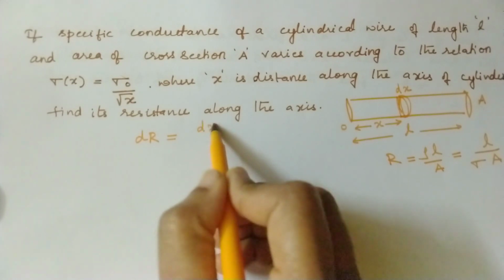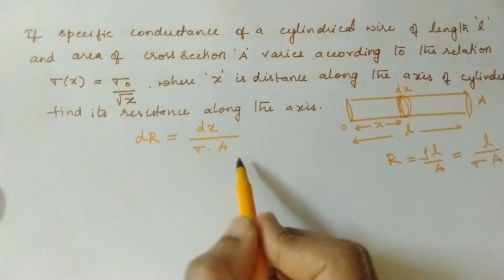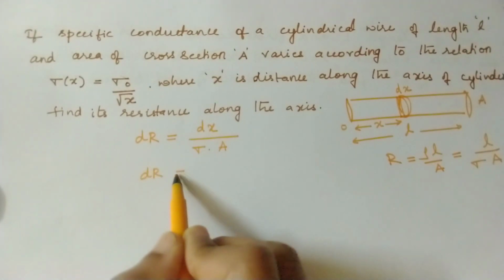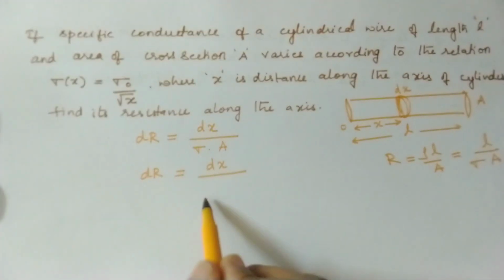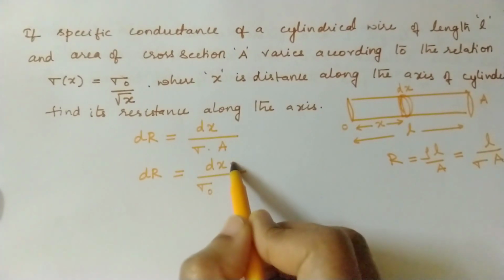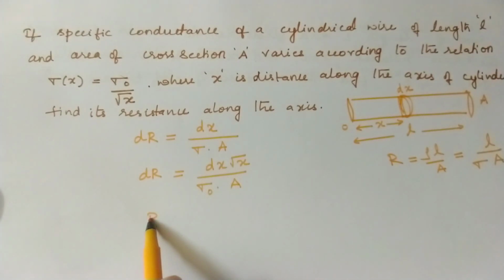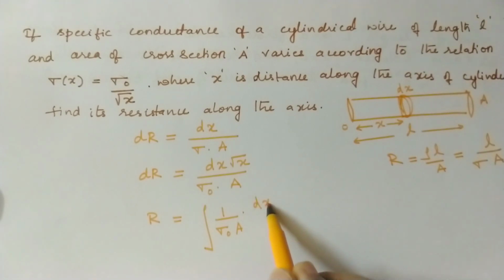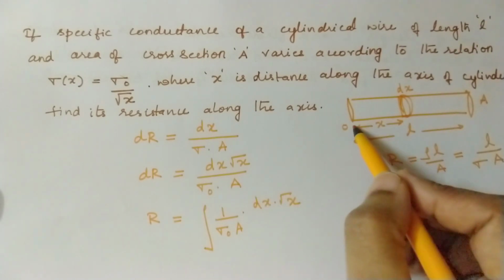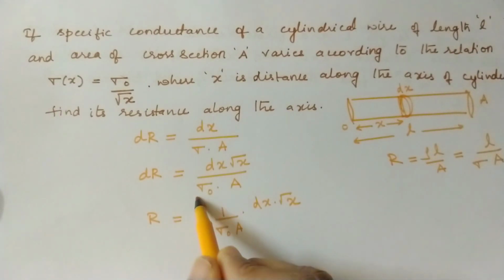Length I took as dx, by sigma into the area of cross section, which is the same, capital A. So dr is equal to dx by, instead of sigma, I will use the relation given, sigma naught by root x, so the numerator becomes root x, divided by A. But since we need the total resistance, it should be the integral of this: 1 by sigma naught A, both constant, into dx into root x. What are the limits of my integration? Starting from 0 till you reach the length L, that is from 0 to L.